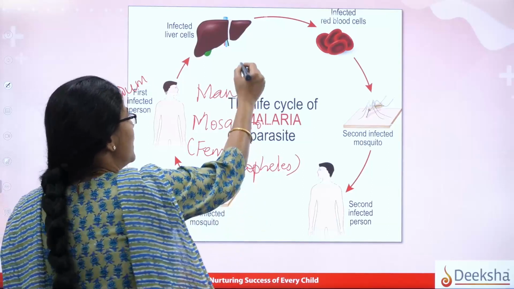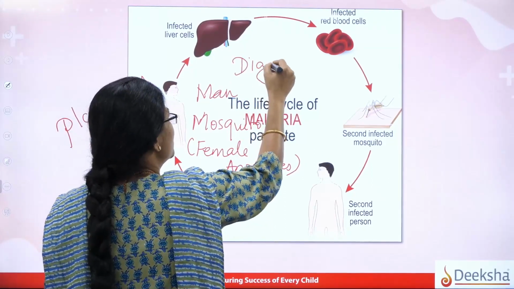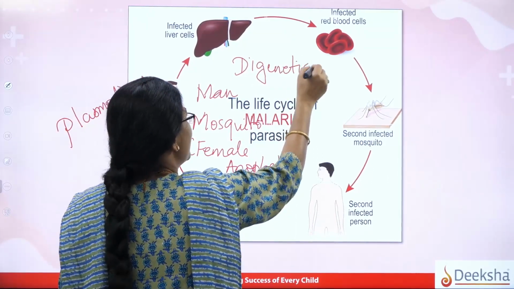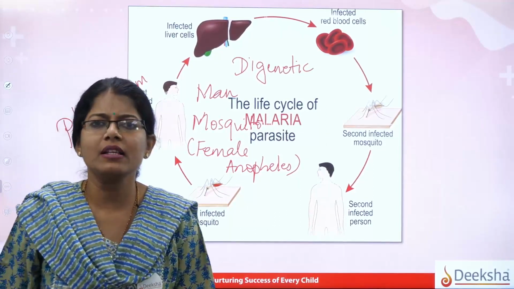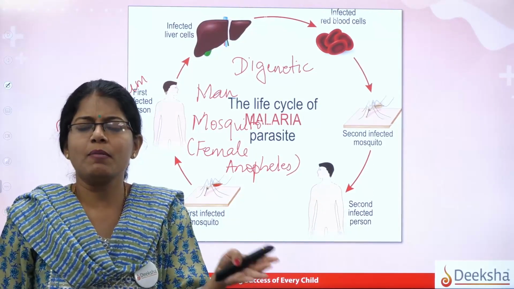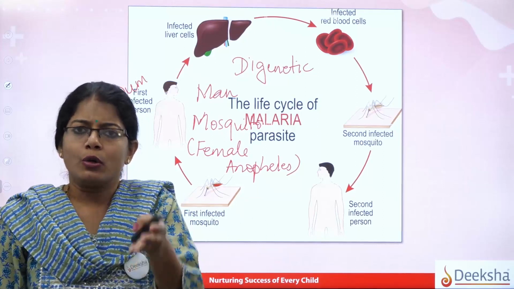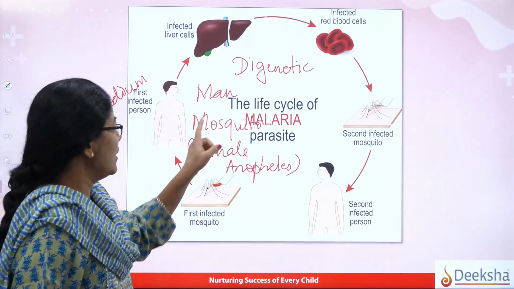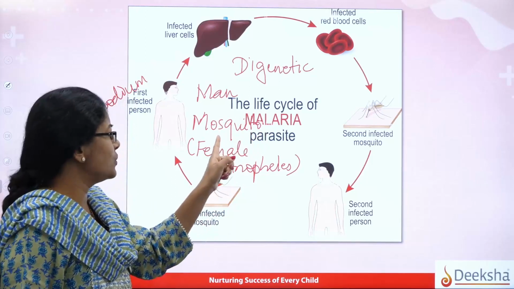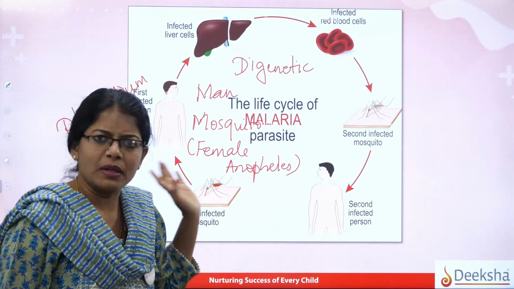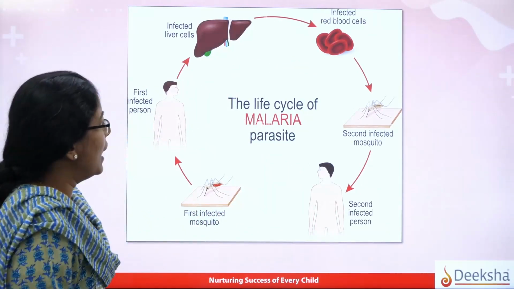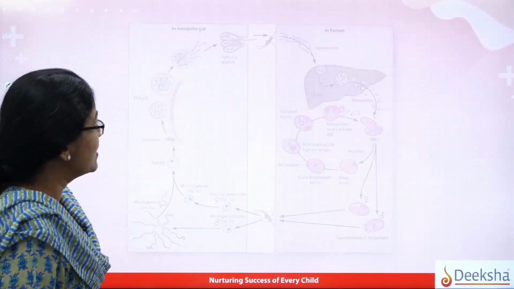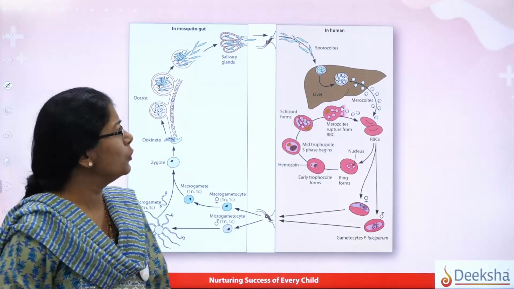Since there are two hosts involved, this will be called digenetic. What type of cycle is it? Digenetic parasite, because it requires two hosts to complete its life cycle. The two hosts are the man and the female Anopheles mosquito. So now let us talk about the life cycle in detail.